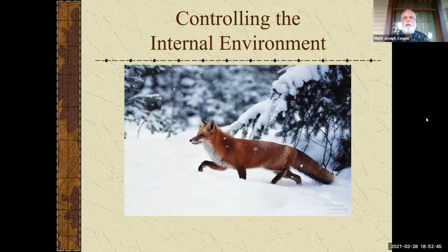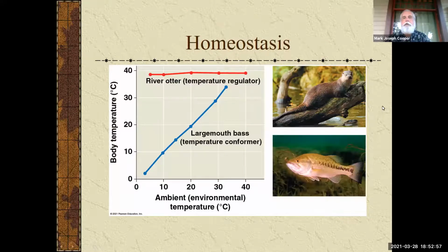So here we got a fox maintaining body heat in the snow. So we want to talk about different types of organisms and how they do things like this. All right, so first of all, homeostasis means to kind of keep a balance. And so here we got body temperature versus ambient temperature.